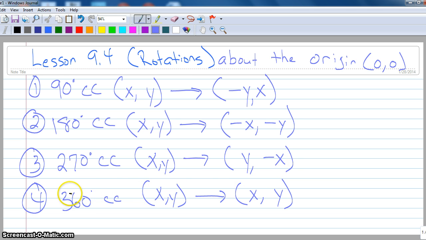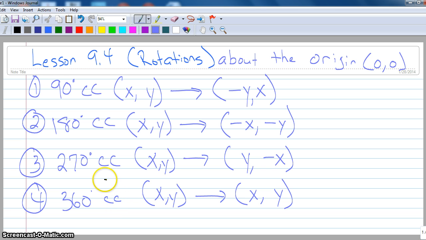And 360 degrees, that's a free bonus. Why? Because when you rotate something 360 degrees, counterclockwise or clockwise for that matter, you get back to the original point. You went all the way around to the same exact point. So (x, y) stays (x, y). So 4 is really a freebie. I would pause right now and copy this because it's very, very important. But I'm going to go on. So this is 90 degrees counterclockwise, that's 180 counterclockwise, 270 counterclockwise, and 360 counterclockwise.